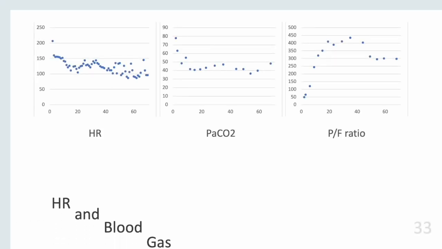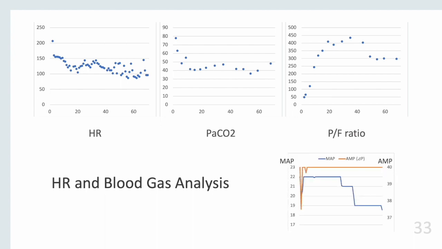As respiratory status improved, heart rate gradually improved, and CO2 decreased on blood gases. Also, we can see that the PF ratio is increasing as well. Physical findings and blood gas data during HFO showed improvement. How is HFO monitoring data related to the changes in the baby?